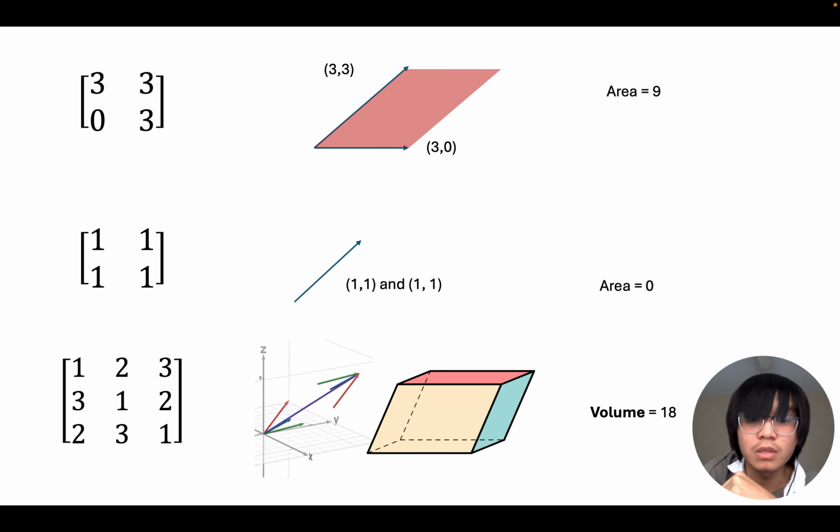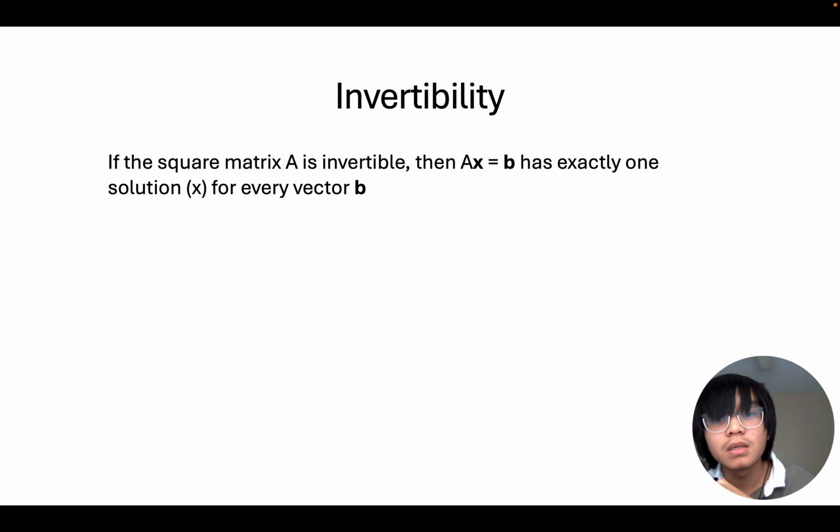Now we will go into invertibility. If the square matrix A is invertible, then AX equals B has exactly one solution X for every vector B. This can be verified through looking at the equivalence statements in the elementary linear algebra book by Anton and Rorres. Okay, so what does this mean though?